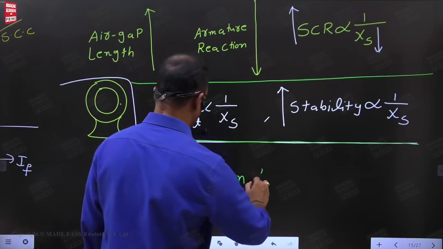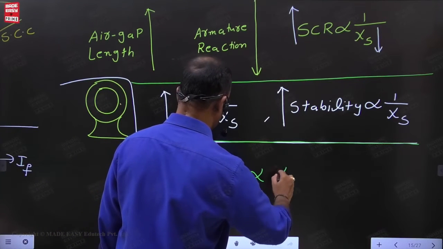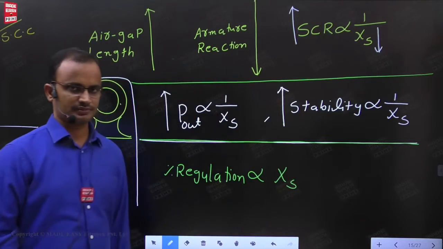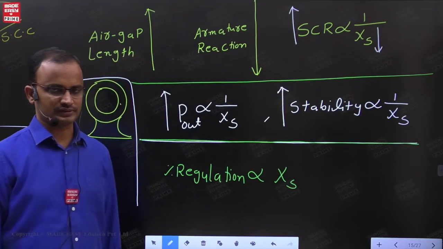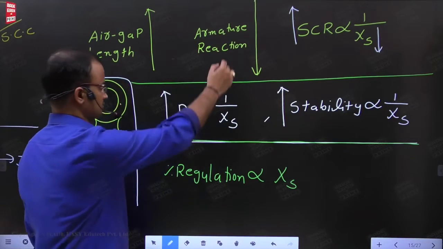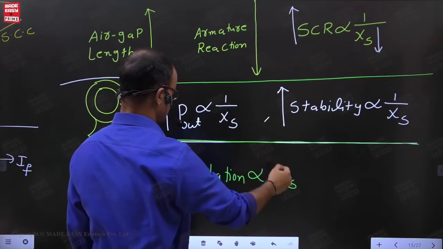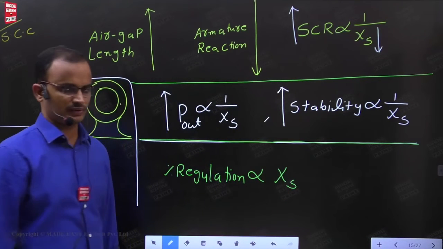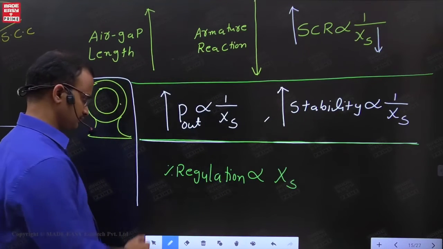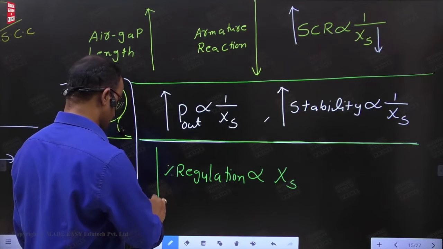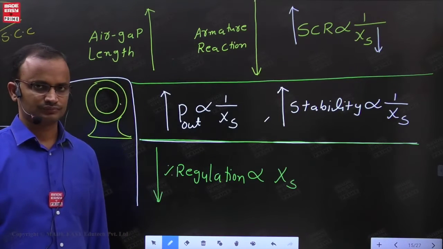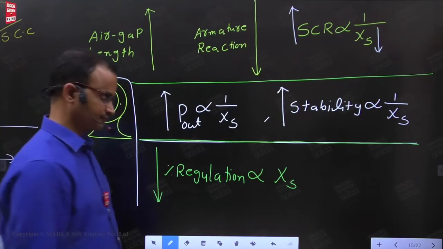But the regulation is directly proportional to synchronous impedance. Synchronous impedance ZS is approximately equal to XS. In this example, armature reaction is decreasing. If armature reaction decreases, the XS value also decreases. If XS decreases, the regulation value also decreases.